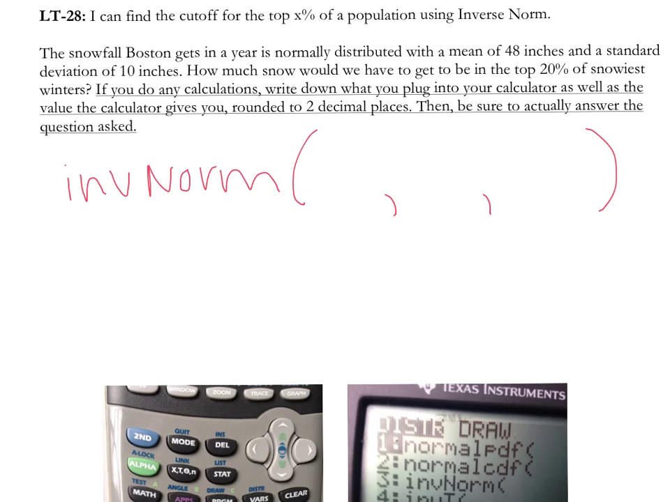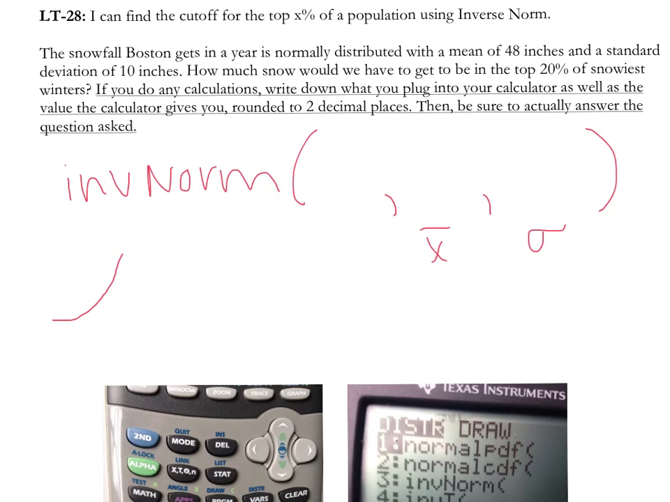And the inverse norm requires you to input three things. The last two are the mean and the standard deviation, the way that you're used to. The first one is a way of telling the calculator, are you interested in the top 20%? Are you interested in the top 80%? Are you interested in the bottom 10%? We need to somehow tell our calculator that information in the first number. So here's how we're going to do it.